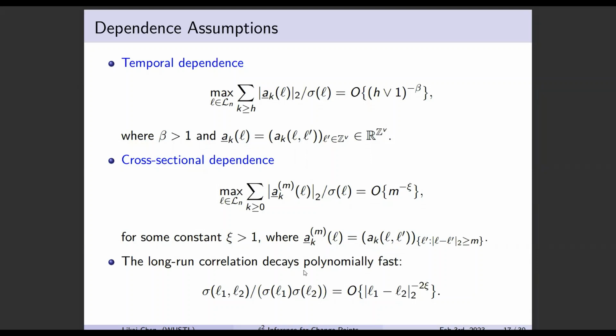And about cross-sectional dependence, the interpretation is essentially that we assume the long run correlation decays polynomially fast. That is to say, if two points are relatively far away, then their dependence will be small as well. So if the distance keeps increasing, then the dependence will keep decreasing. So this is the weak temporal dependence and the weak cross-sectional dependence that we need to impose in order to get our results for the dependent situation.